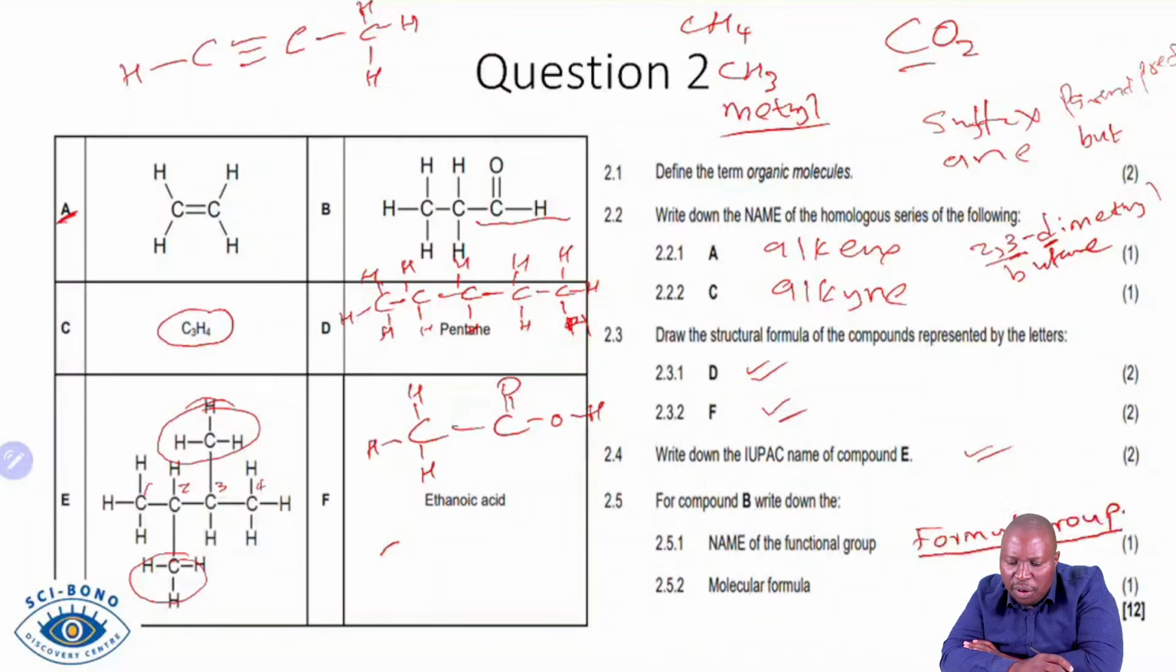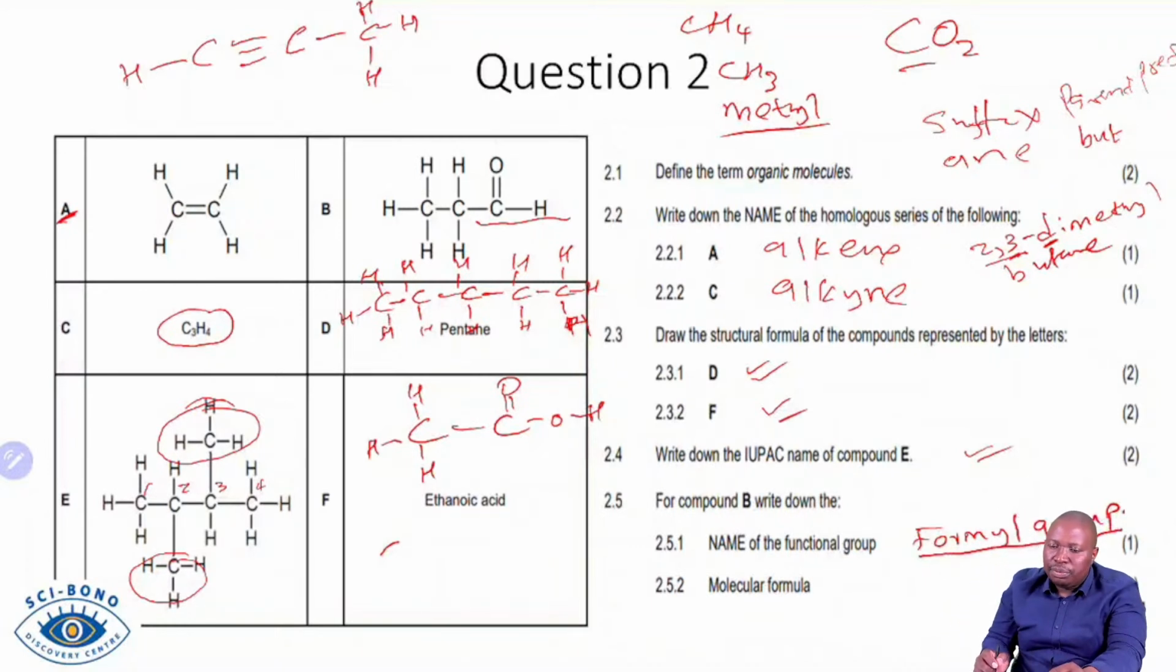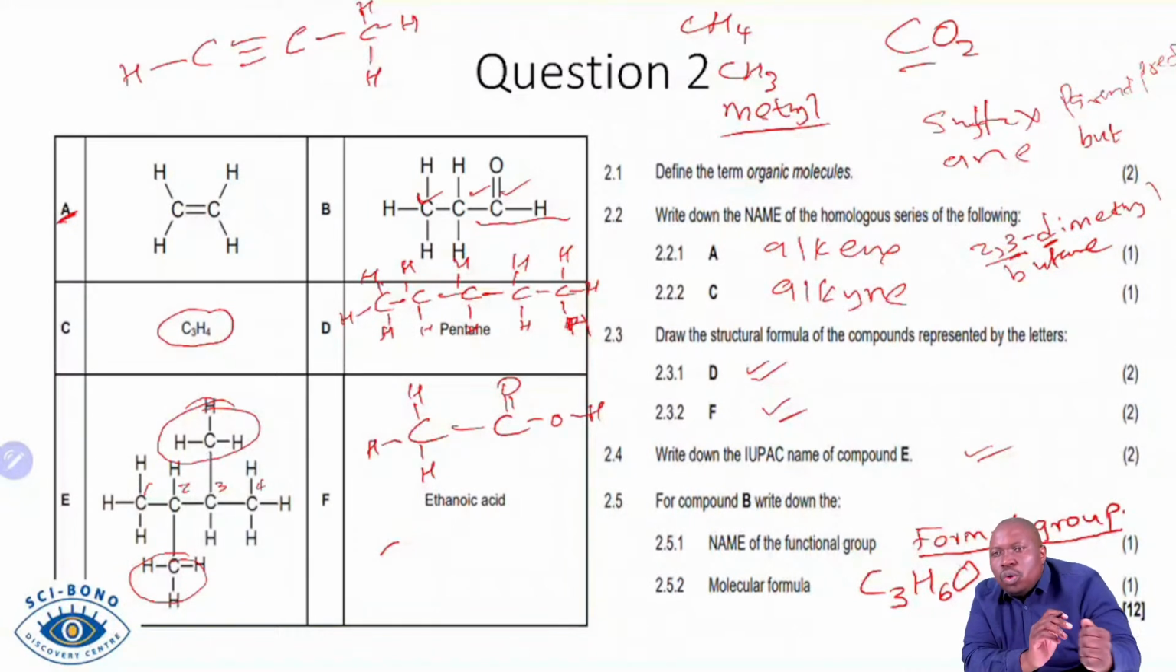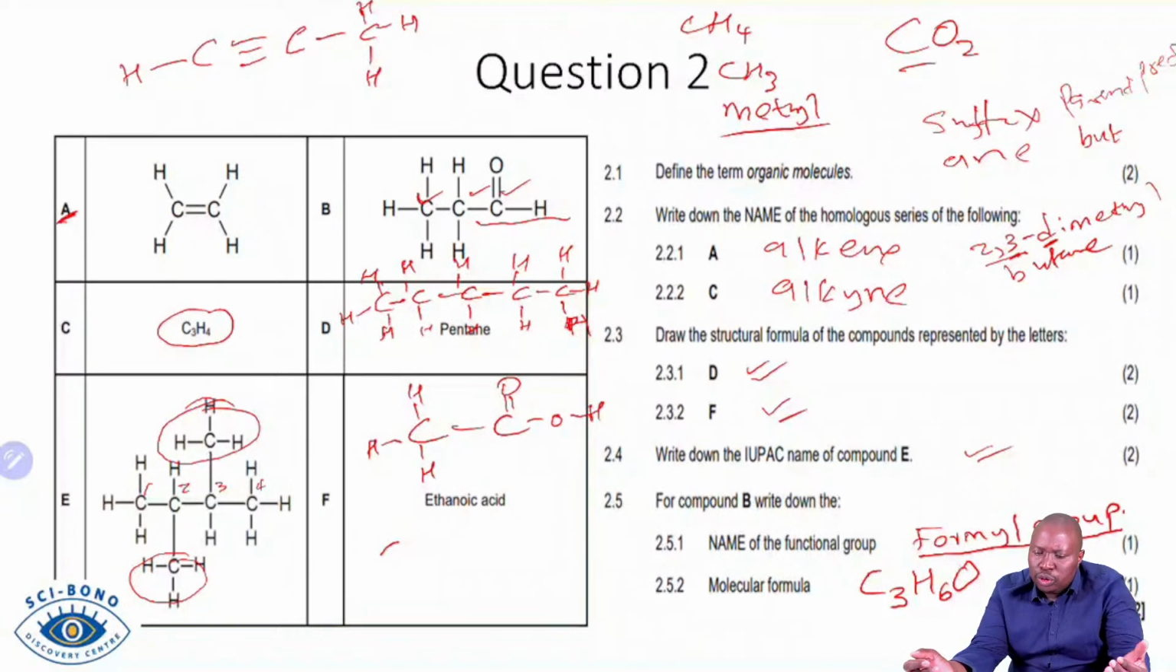Thank you very much. Now, when it comes to the molecular formula of compound B, remember how we got molecular formula? We're simply saying how many carbons. So we have 1, 2, 3. So you will say it's a C3 because we have 3 carbons. And then you count your hydrogens. It's 1, 2, 3, 4, 5, 6. So you'll say it's a C3H6 and then O. So it's a C3H6O. Then that gives you your molecular formula, you get your 1 mark.